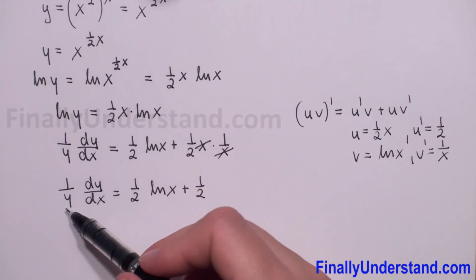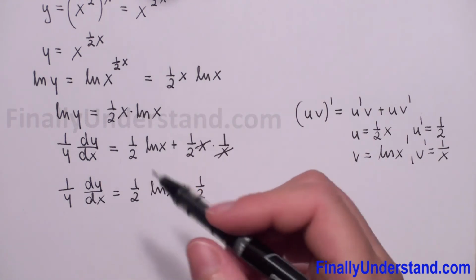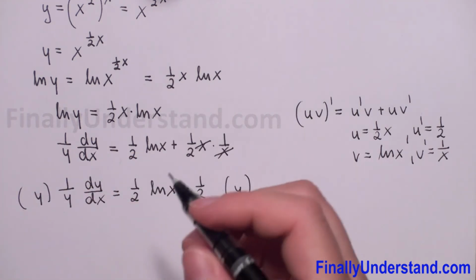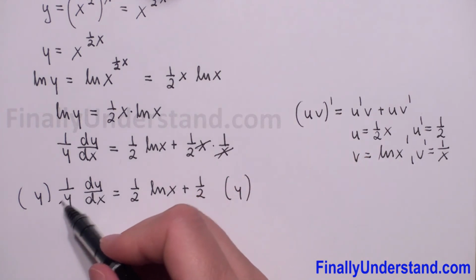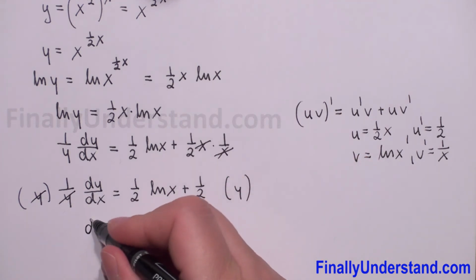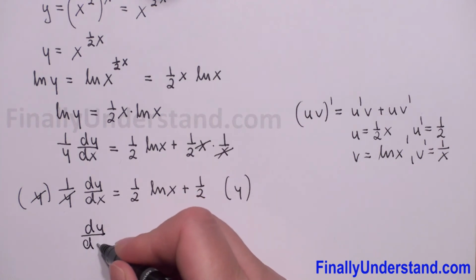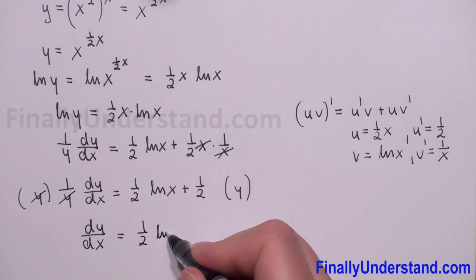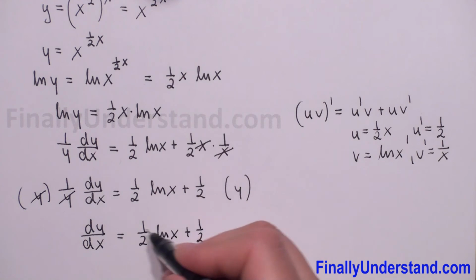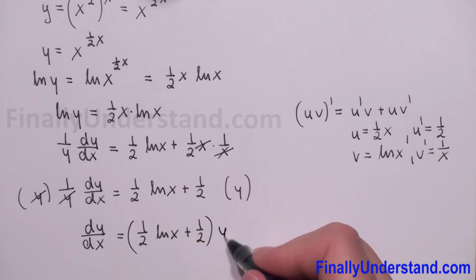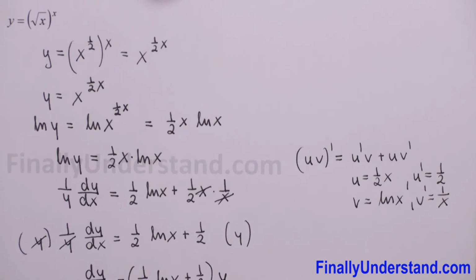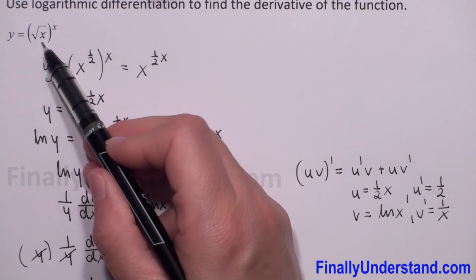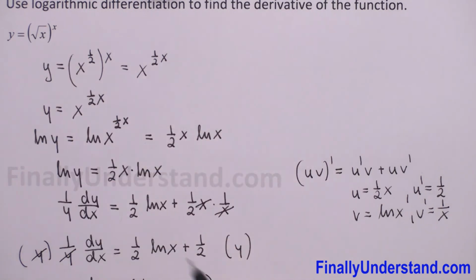Now we can multiply both sides by y. So we will have y and y we can reduce. So dy with respect to x is equal 1/2 natural log of x plus 1/2 times y. Y in our example is equal square root of x to x power.